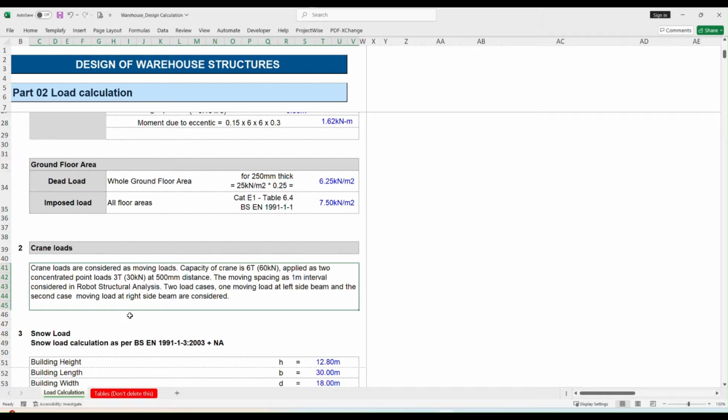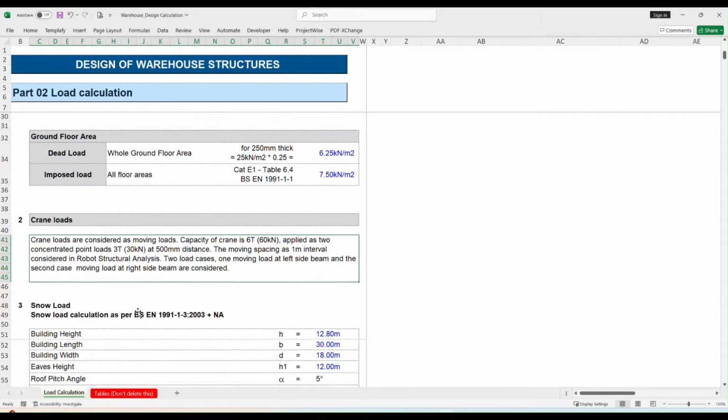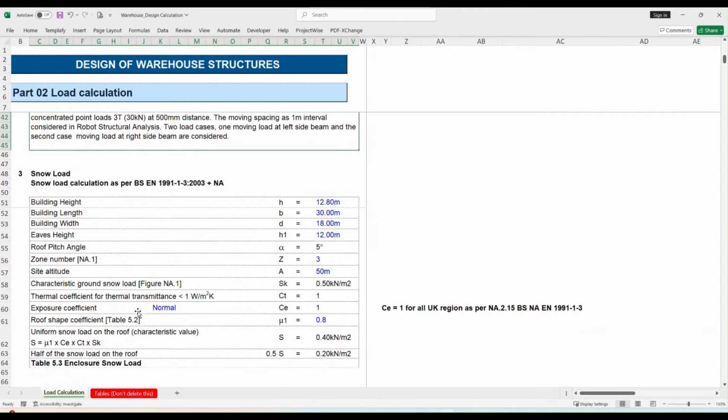So two load cases, one moving left and another moving right side, we are going to consider for each. So this we will be looking into in detail in Robot Structural Analysis.